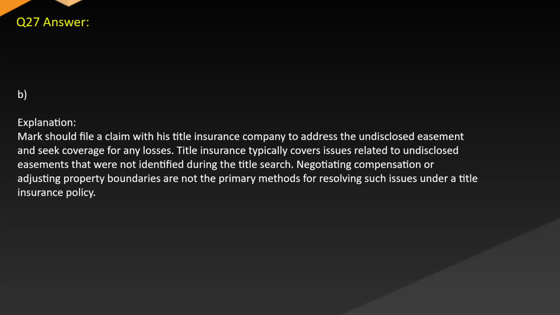Answer: B. Explanation. Mark should file a claim with his title insurance company to address the undisclosed easement and seek coverage for any losses. Title insurance typically covers issues related to undisclosed easements that were not identified during the title search. Negotiating compensation or adjusting property boundaries are not the primary methods for resolving such issues under a title insurance policy.